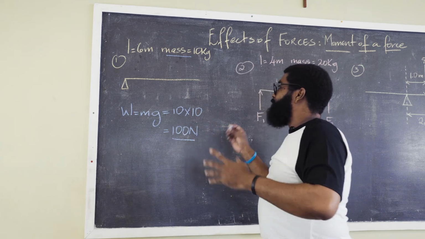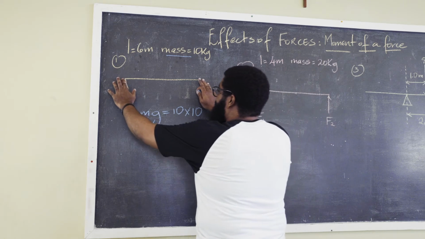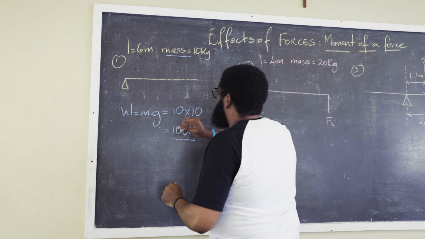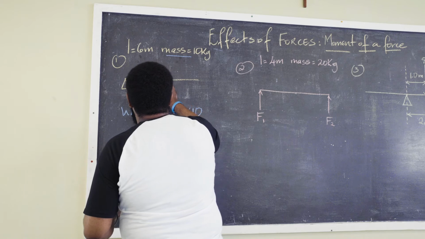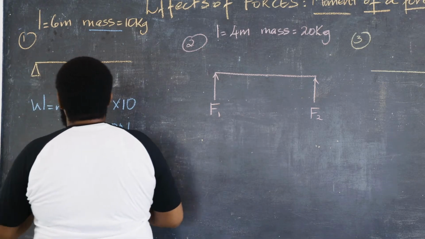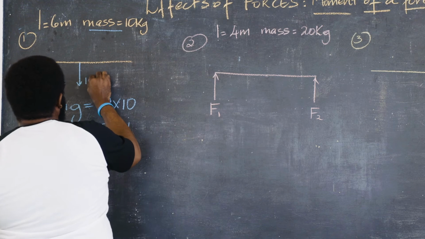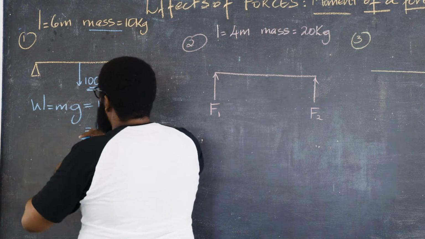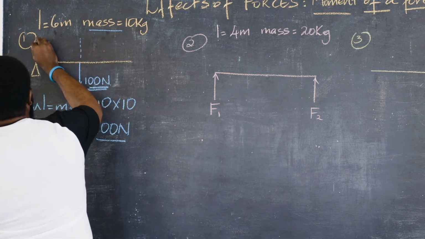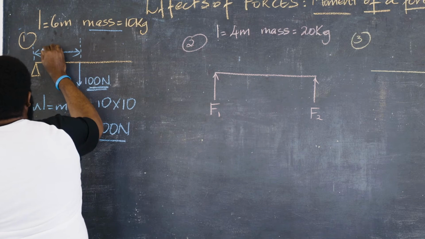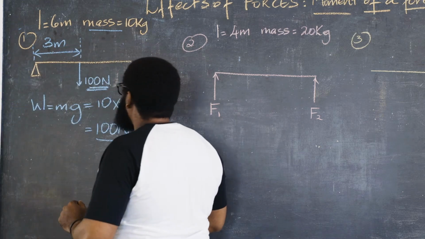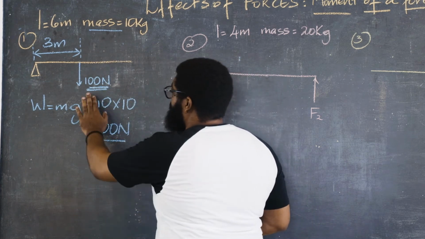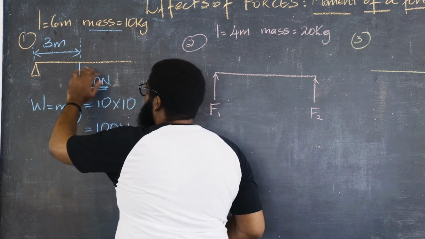Now you might be thinking, what does that mean? That means the weight of this 6 meter long plank is 100 newtons. That means the weight is going to act downwards somewhere from the middle, and the value of weight is 100 newtons. So middle of a 6 meter plank would mean that this distance is 3 meters. So we converted mass to weight, we put it in on our diagram, and we put our distance in.